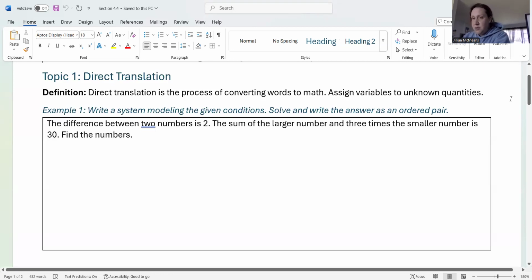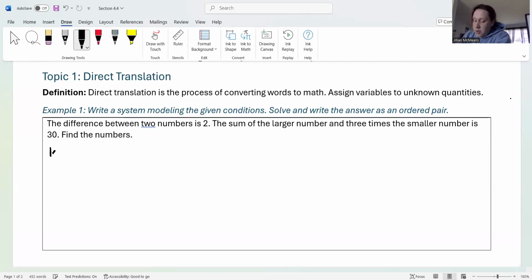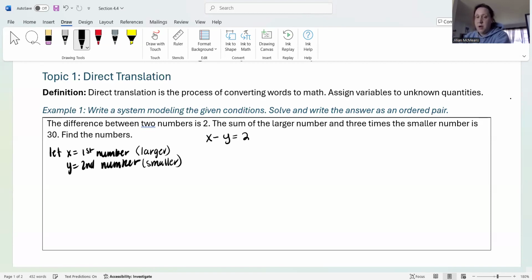So we need to go ahead and start assigning variables. So we're going to let x equal the first number, y equal the second number. So that means the first equation in our system, we're taking these two numbers, we're subtracting them, and we're going to get 2. So x minus y equals 2. We're also going to say that x is the larger number and y is the smaller number. And that'll make sense when we look at this next sentence.